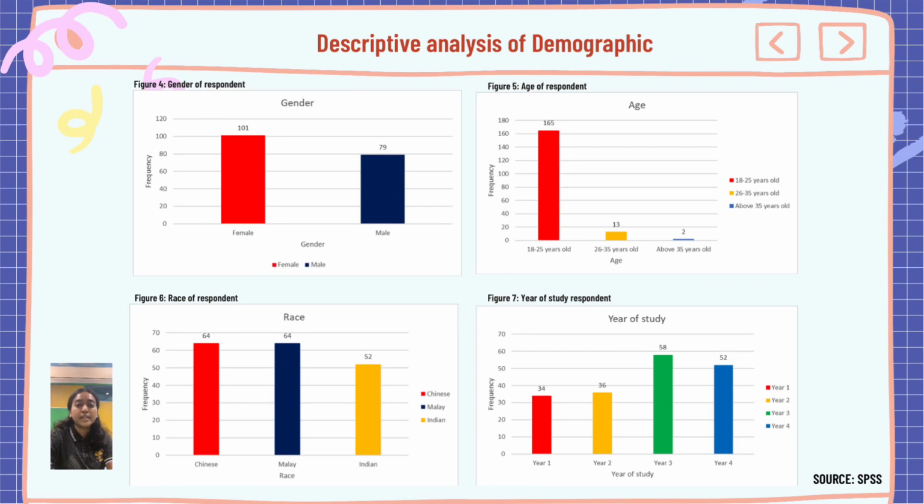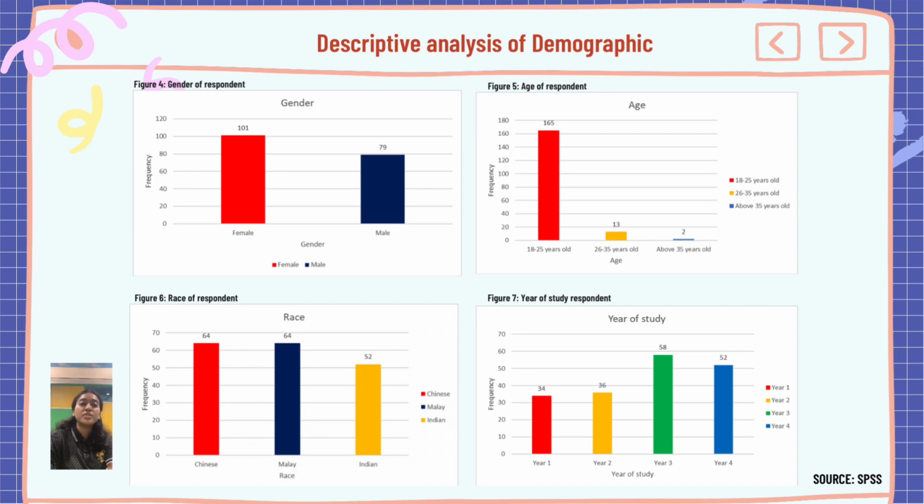Figure 4 shows the gender of the responders. There are 79 male responders, which is equivalent to 43.9%, while there are 101 female responders, which is equivalent to 56.1% of the total. Since the questionnaire was delivered randomly to all IPTS students in Malaysia, the percentage between the male and female responders is unequal.